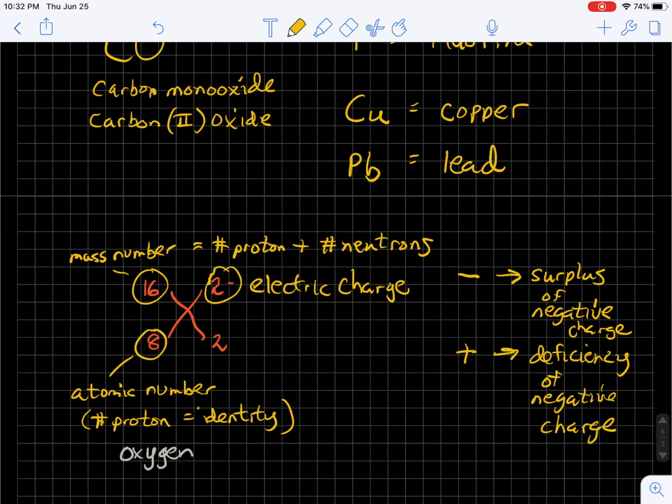Last place for numerical information around the symbol is here in the southeast corner. And this represents the number of atoms in the sample. We're going to just say substance here. Number of atoms in the substance. So we would have 2 of those atoms.